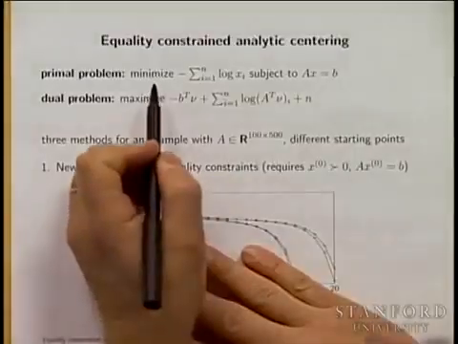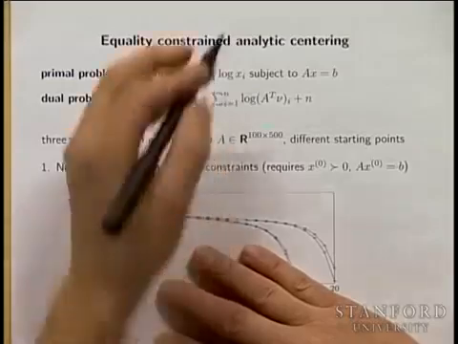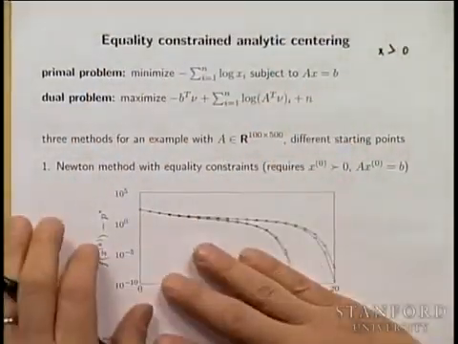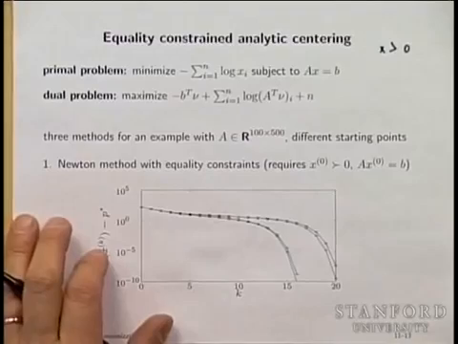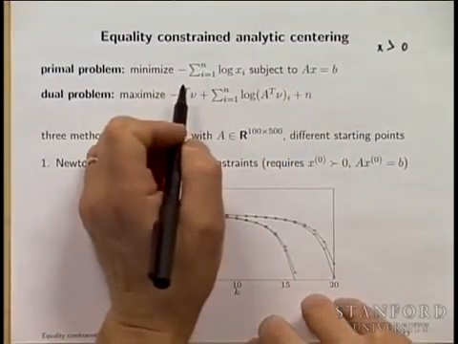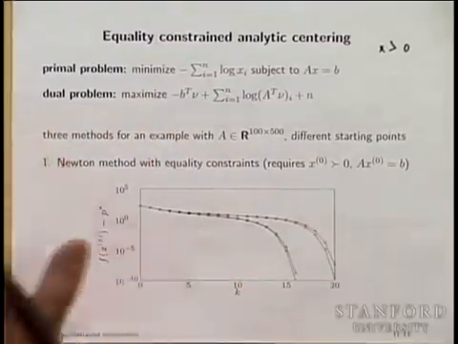OK, so let's look at it. Here you want to minimize minus the sum of log x_i. That's the so-called log barrier for x strictly positive, subject to Ax equals b. We have a point x which satisfies Ax equals b and x is positive. So we start with that and apply the standard Newton method.